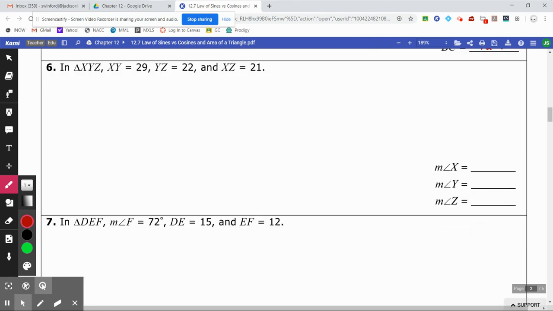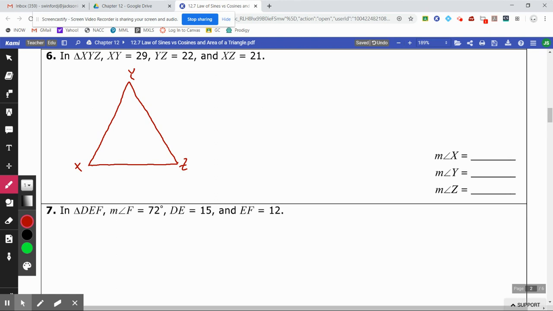Okay, next problem. In triangle XYZ, so let's draw triangle XYZ. XY is 29. YZ is 22. And XZ is 21. So we have a side relationship. So no angles anywhere to be seen.